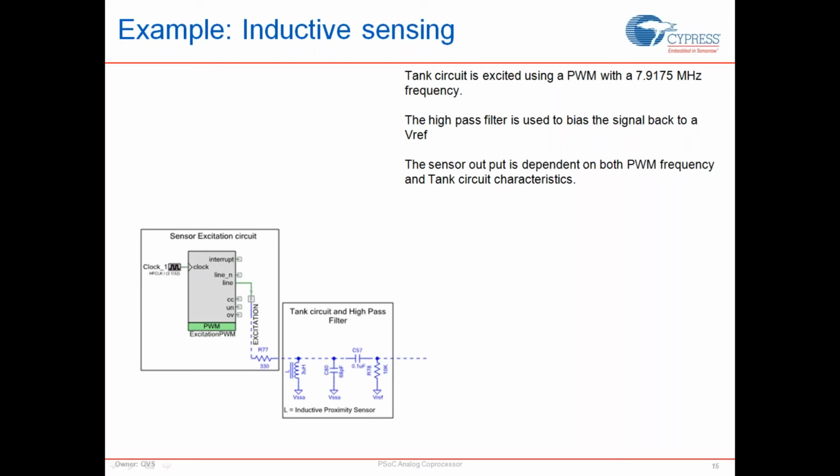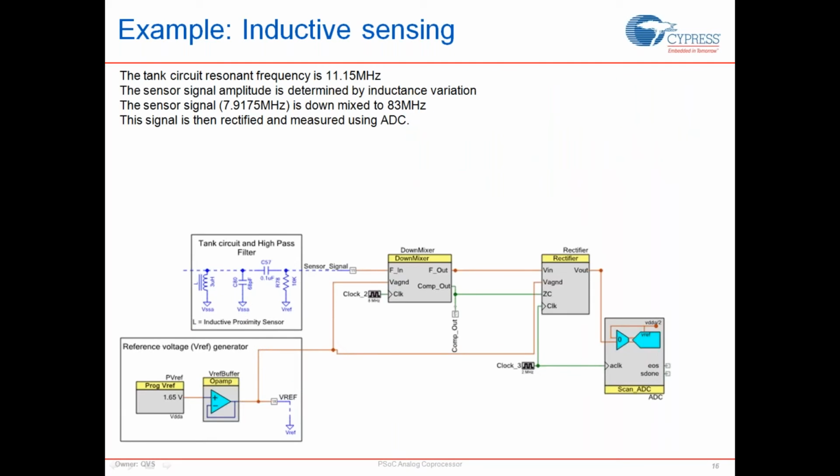You also have a high-pass filter on the output of the tank circuit, which takes the output signal, which is biased at VSS or ground, and pushes it up to a reference voltage, which is what I want to use as my analog ground for the rest of the sensing circuit on the sensing side, which I'm going to discuss next.